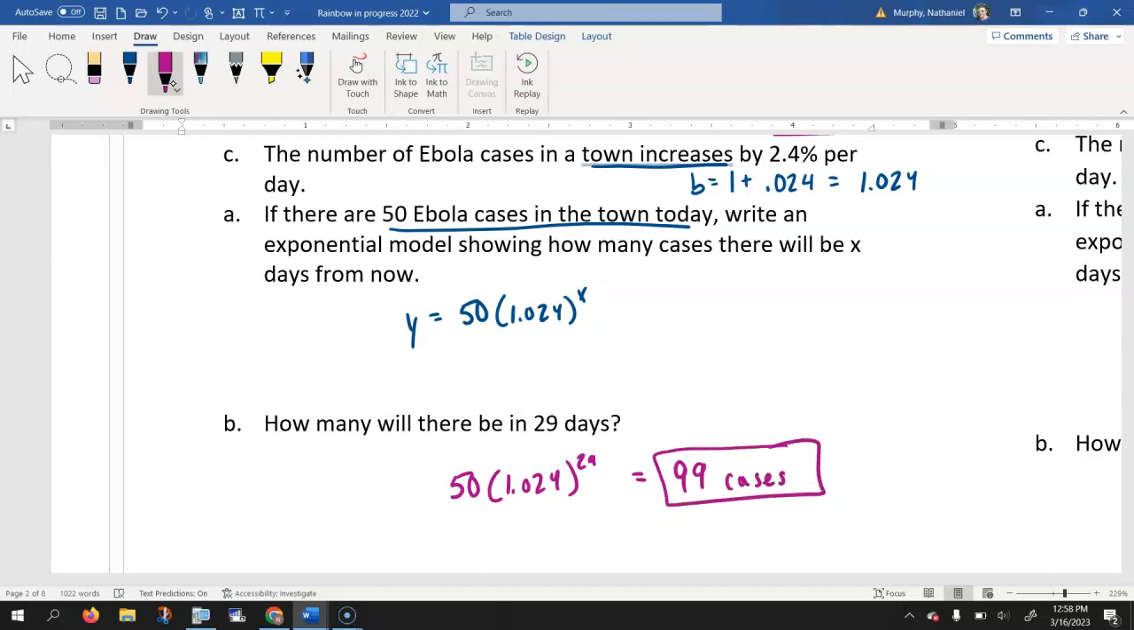All right, so that's how you do the pink section. So hopefully that answers all the questions you might have had.